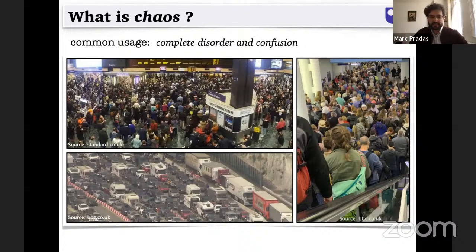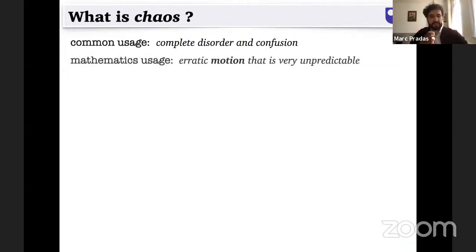But in mathematics, the concept of chaos is slightly similar to this, but fundamentally very different. When we talk about chaos within mathematics, we refer to a very specific type of motion, a type of movement. We say that a chaotic system is very erratic, which means that it's irregular. It has a very irregular motion, and is also seemingly very unpredictable. This is one way of describing chaos within mathematics.